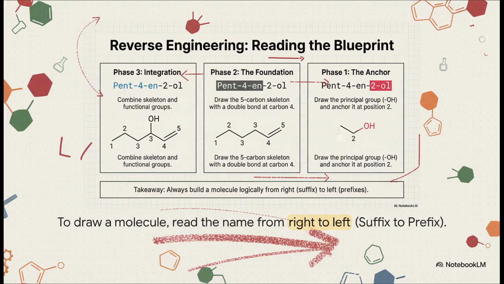We start with the suffix, -2-ol. That's our anchor. We know we have an alcohol group on carbon number 2. Next, the root, pent-4-ene. That's our foundation. Pent means a 5-carbon chain, and 4-ene tells us there's a double bond at position 4, so we draw that out. Any prefixes? Nope. And we're done. You just built the entire molecule piece by piece just by reading the blueprint in reverse.